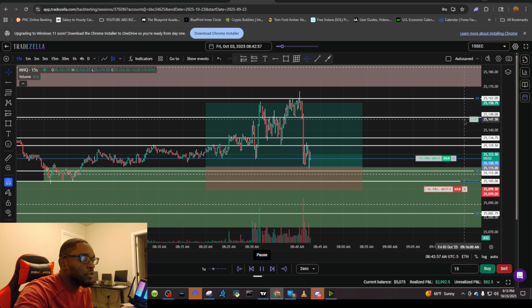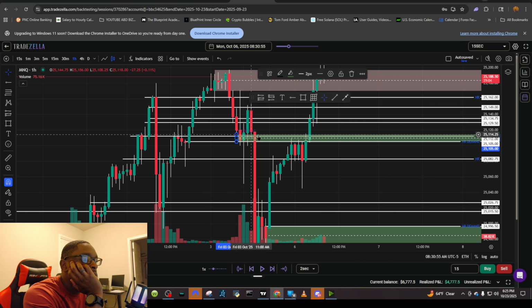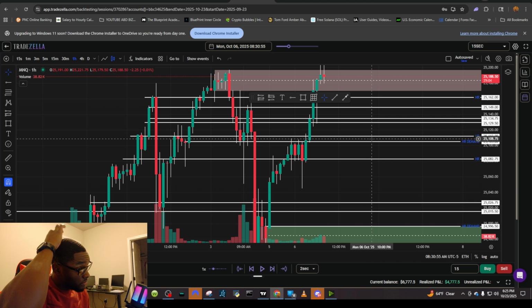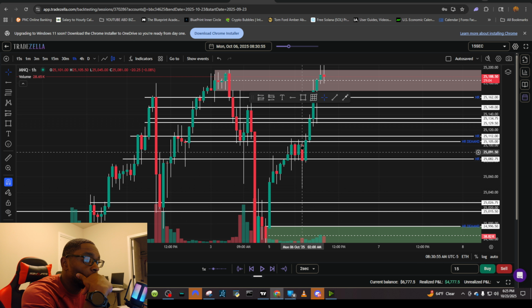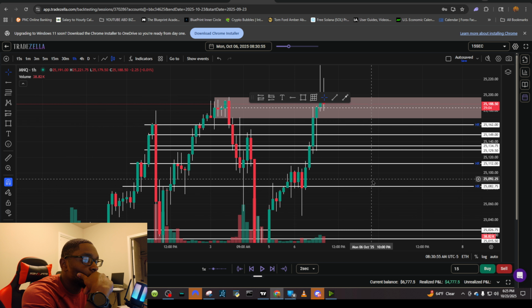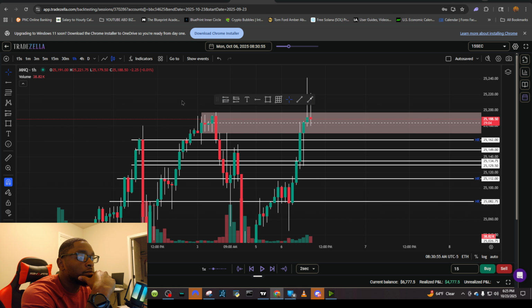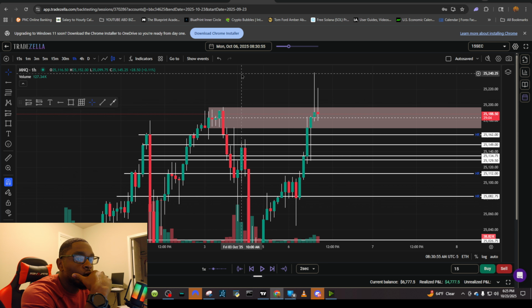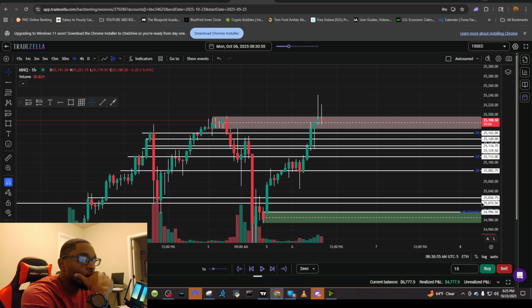Delete this one because this obviously got broken through. We had some closure, so that's not valid anymore. That's not valid anymore. This was one, but it got tapped, and I'm not gonna put that in. I don't like the way that looked, so erase this. Erase that one. So all of these others are different zones. Get this out the way. Okay, so now this is the hour. This is the only hourly zone that we have.